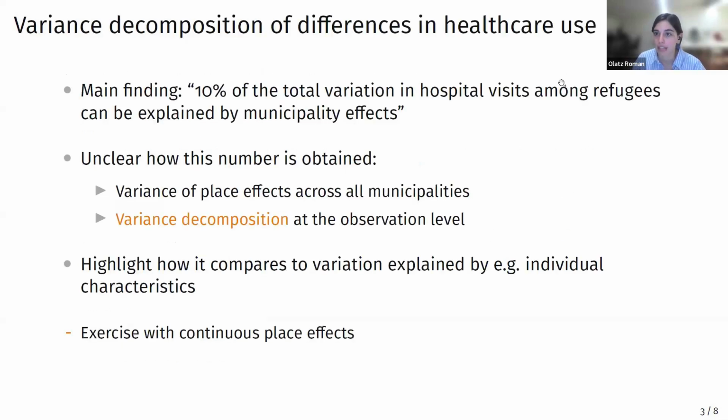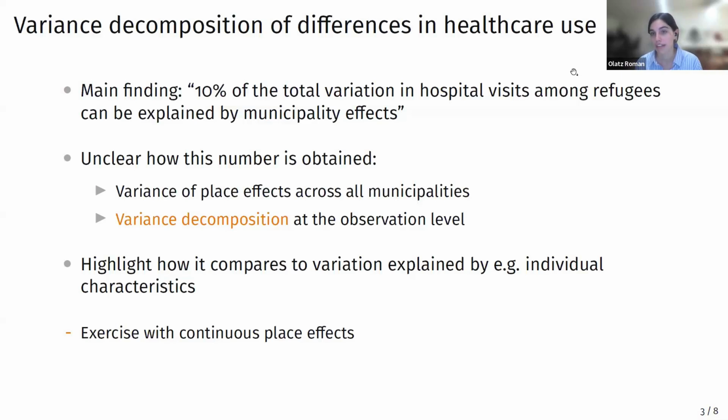Then for the main analysis, your main finding, and I am taking this from your abstract, is that 10% of the total variation in hospital visits among refugees can be explained by municipality effect. And somehow in the paper, it's just one little sentence, and I think it would be great if you could stress this a bit, because I think it's a result of high importance.